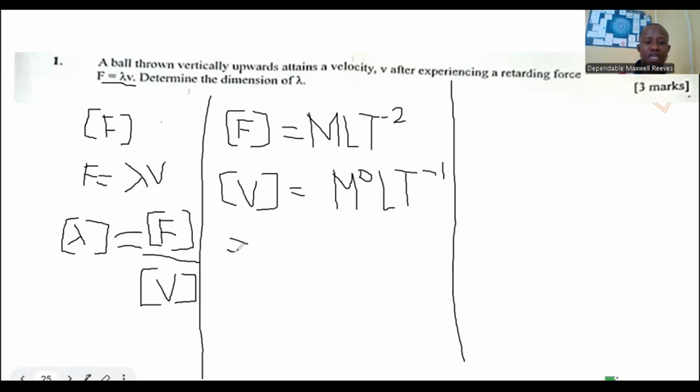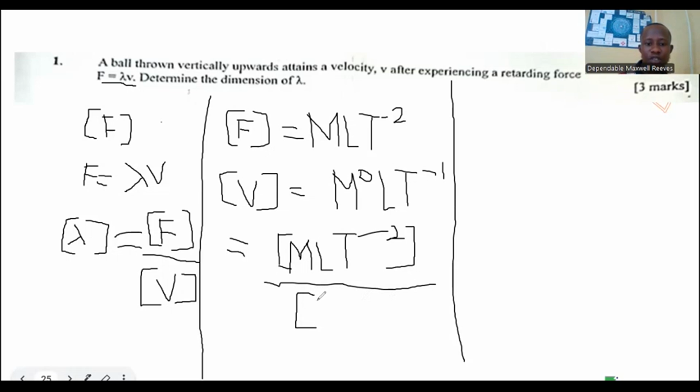So this can be written as: the dimension of F is MLT to the minus 2, put in curly brackets, don't forget, the dimension of M L T to the minus 2, close the bracket, all divided by the dimension of V, which is M to the 0 times L T to the minus 1.